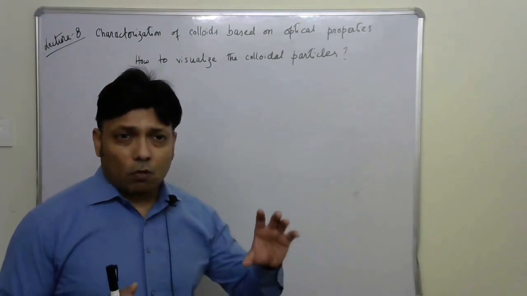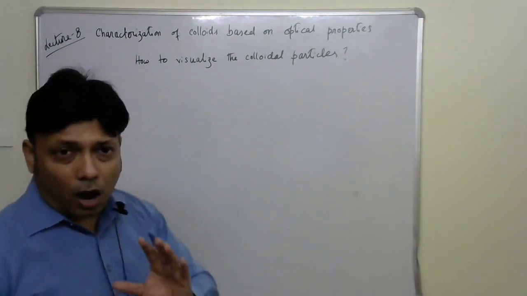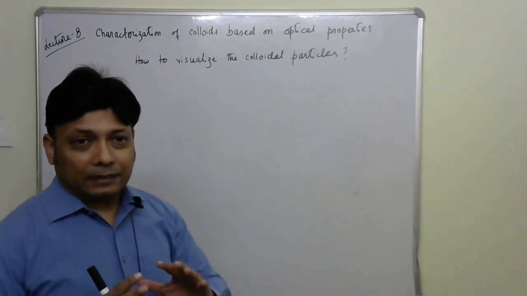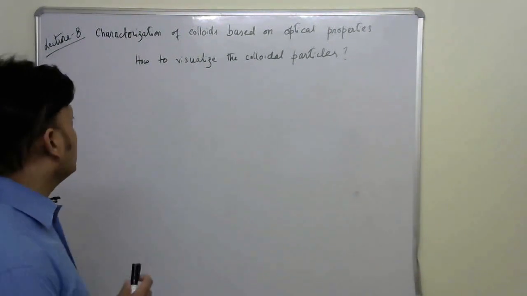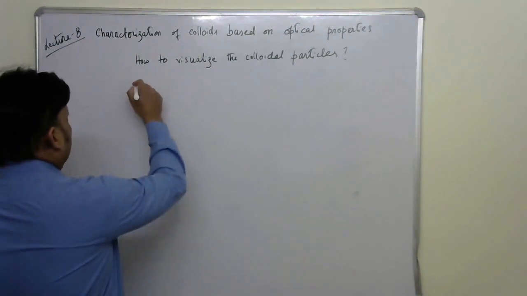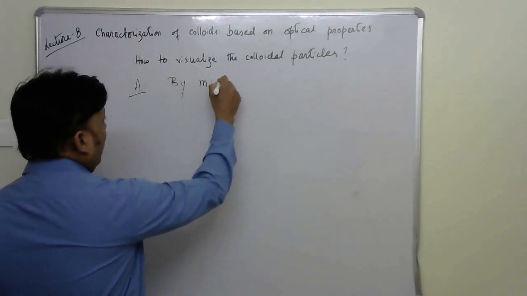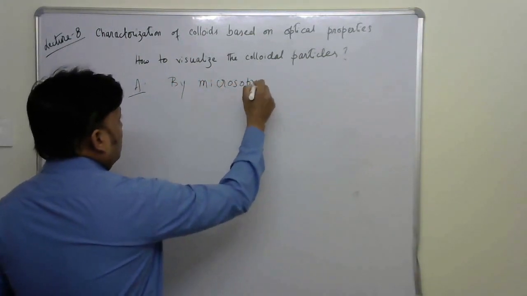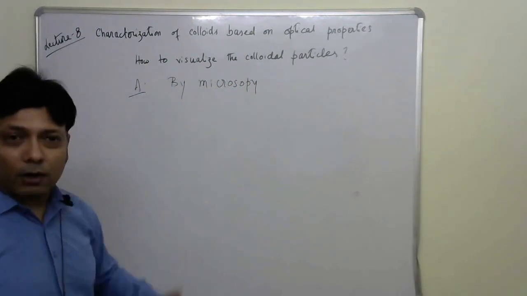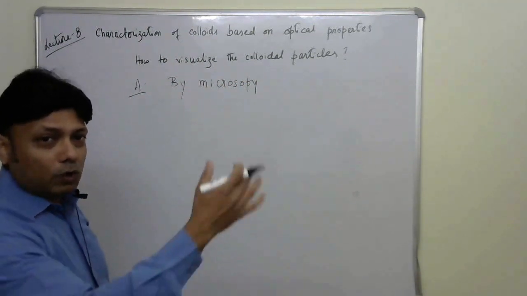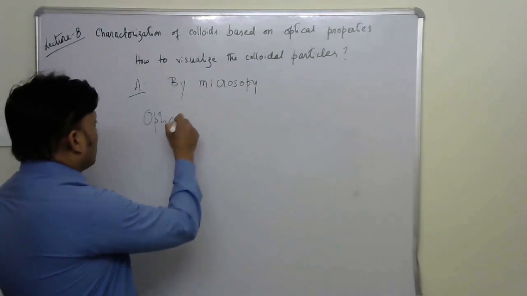So obviously, when we talk about nanometers and micrometers, that means the particles are smaller than what would be visible by the human naked eye. So obviously the answer is how to visualize: we can only visualize by microscopy. So the question once again is, what kind of microscopy can we use to visualize the colloidal particles? We first start with optical microscopy.